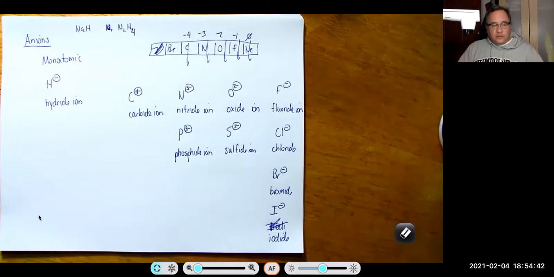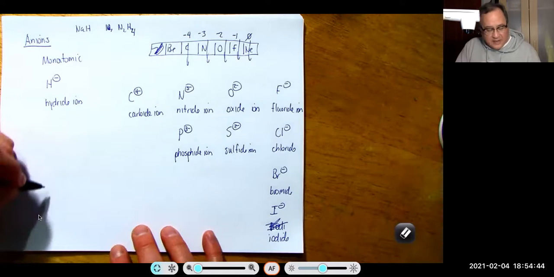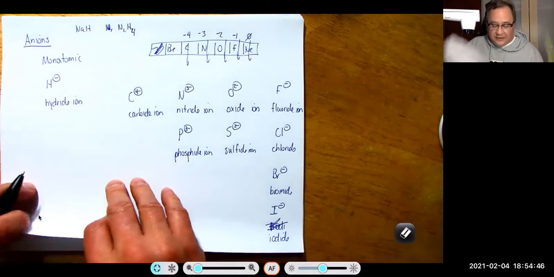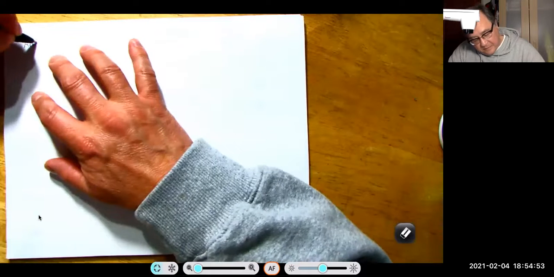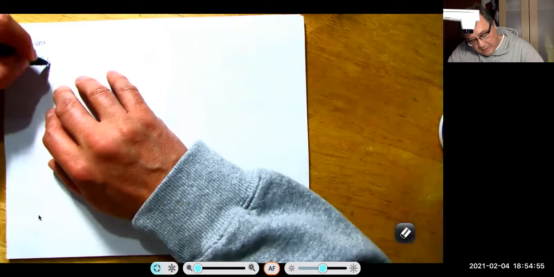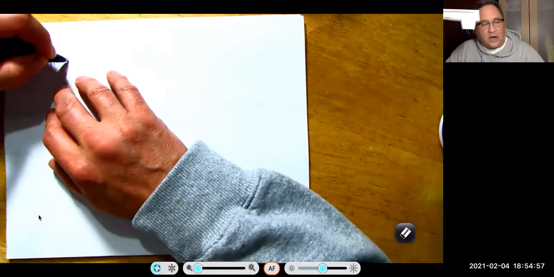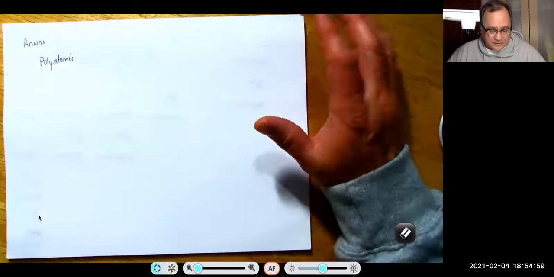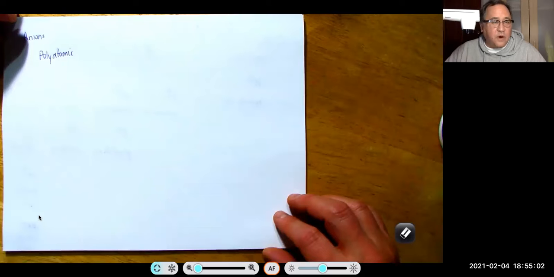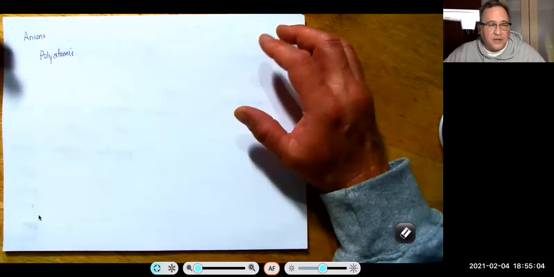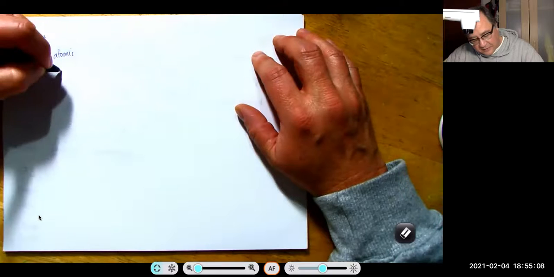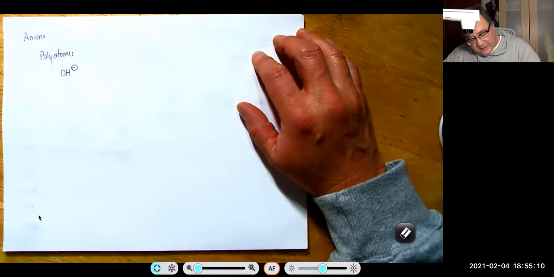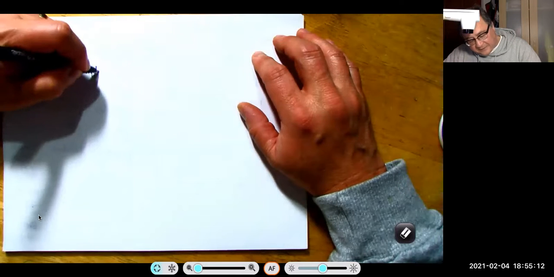Now we're going to move to polyatomic anions. And this is where things really get interesting. There are hundreds of polyatomic ions. So what do we want you to memorize? We want you to memorize the most common ones. So here they are: OH negative, hydroxide.